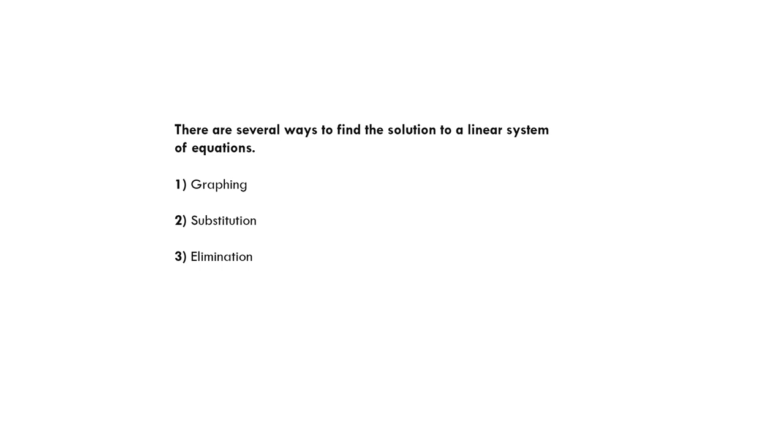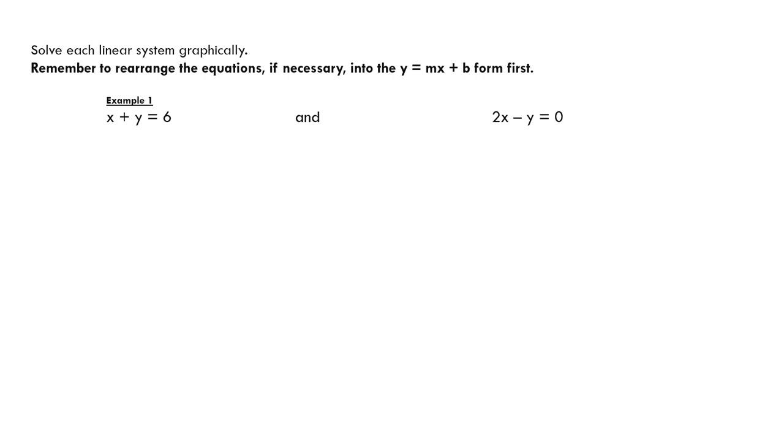There are several ways to find the solution to a linear system. So far, we've just been using graphing, but there are also substitution and elimination methods for finding the solution or intersection for any two graphs. Here's another example using graphing. We are given two equations, x + y = 6 and 2x - y = 0.